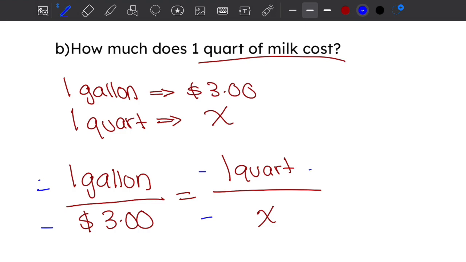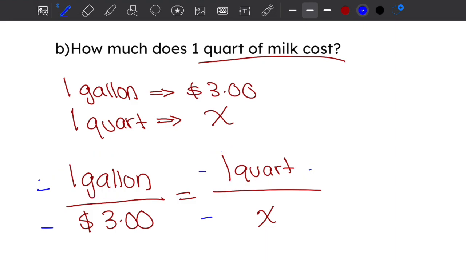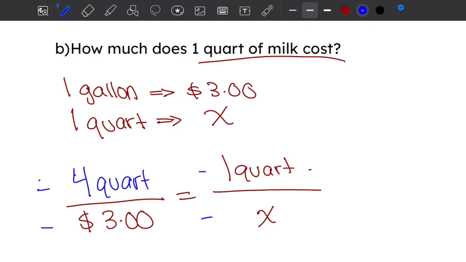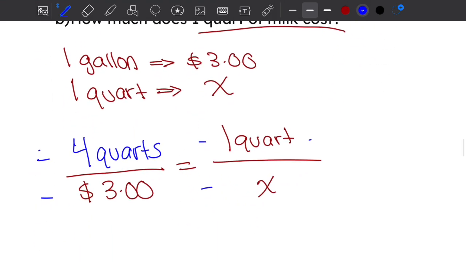I can't mix units. So here, I'm going to have to convert either the gallons to quarts or the quarts to gallons. It's easier to just convert the gallons to quarts. We've already done it like a few seconds ago. So this one here is 4 quarts, we said, right? If you look at question A, we said 1 gallon is 4 quarts. So now they're all in the same units. Quarts and dollars, quarts and dollars. Beautiful. And now I can cross multiply to solve this proportion. All right, so let's do that.